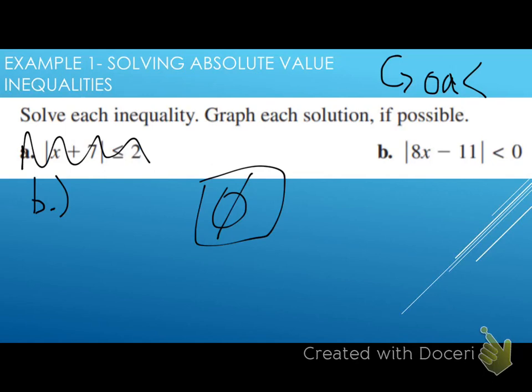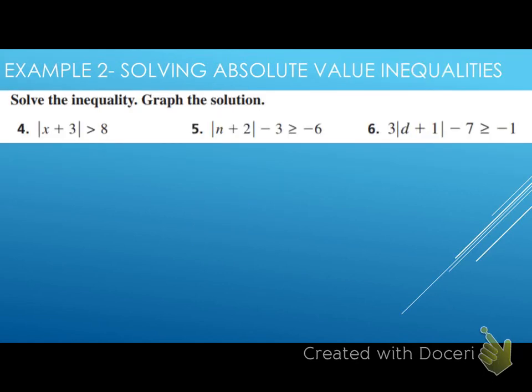Can I move on to some more examples? These are my last 3 examples here. Number 4, absolute value of x plus 3 is greater than 8. I'm always going to have goal at the top of my paper.